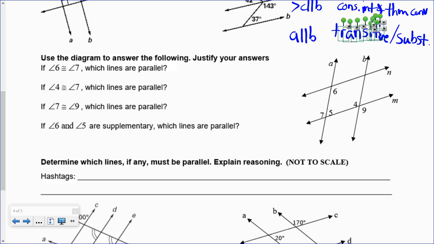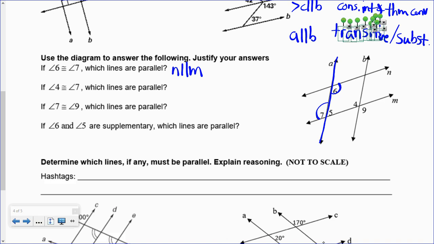Alright, this next set of questions I'm going to ask you which lines are parallel based on the given angles. Alright, which lines will be parallel if 6 is congruent to 7? Alright, does everybody agree? How would you know? Because they're alternate interior. Okay, so 6 and 7 are alternate interior using this transversal. And the two lines that you're crossing with the transversal are M and N. So those are the parallel ones.